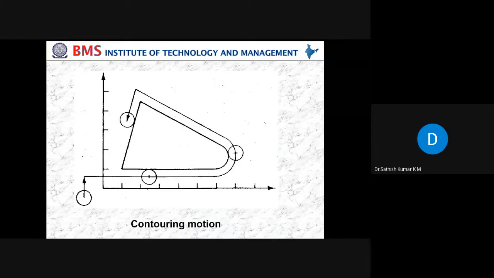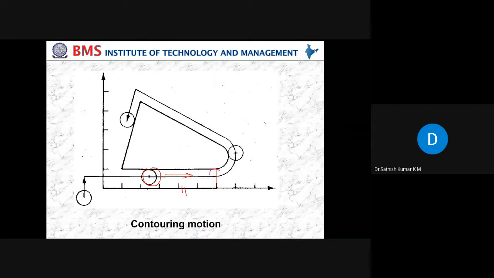Now observe. In contouring motion, what is this movement all about? Now this movement from here to here is going to be straight cut motion only. Please understand, because I am moving the tool parallel to x-axis, it is straight cut motion. I have reached here now.